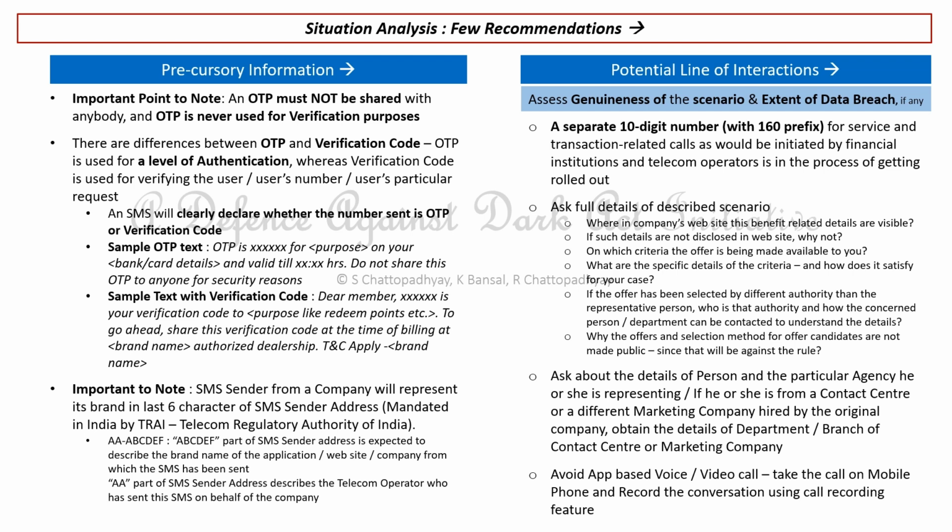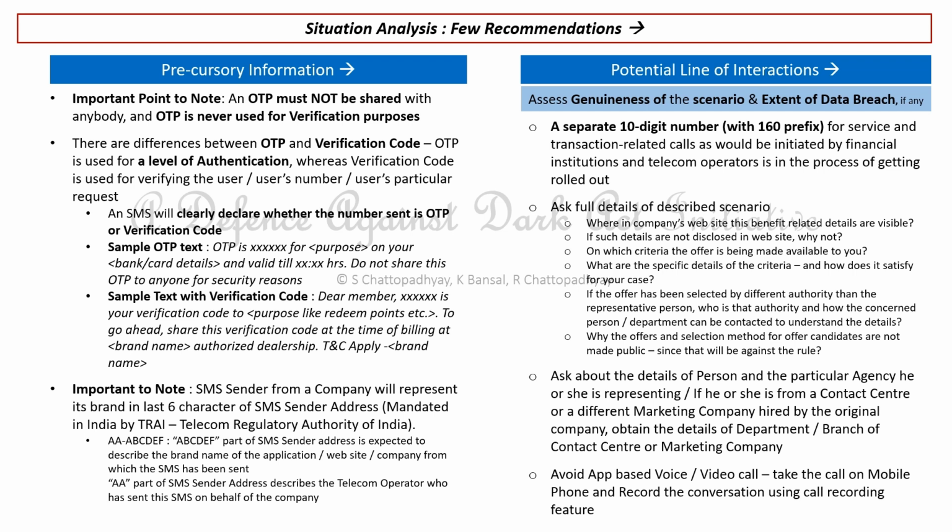Terms and conditions apply, something like that. So the text for OTP and the text for a verification code are supposed to be different. Okay. Now another important point to note is that the SMS sender from a company will represent its brand in the last 6 characters of the SMS sender address. This is mandated in India by the Telecom Regulatory Authority of India.